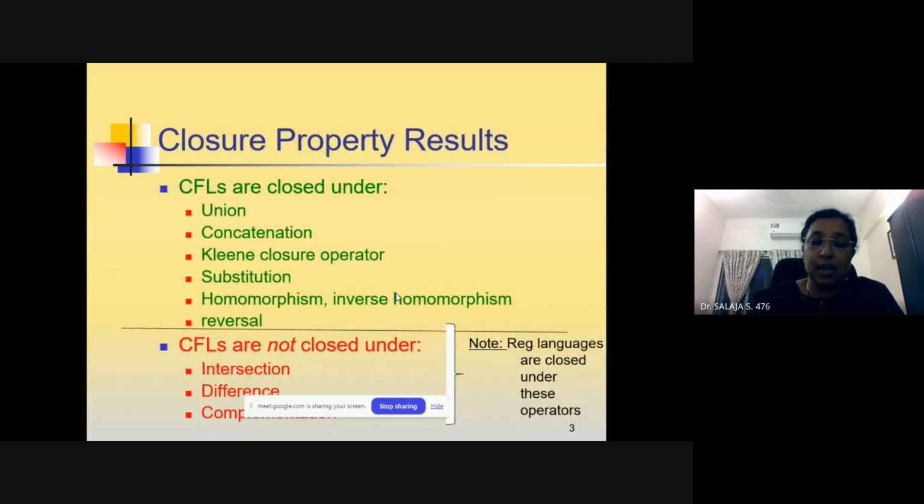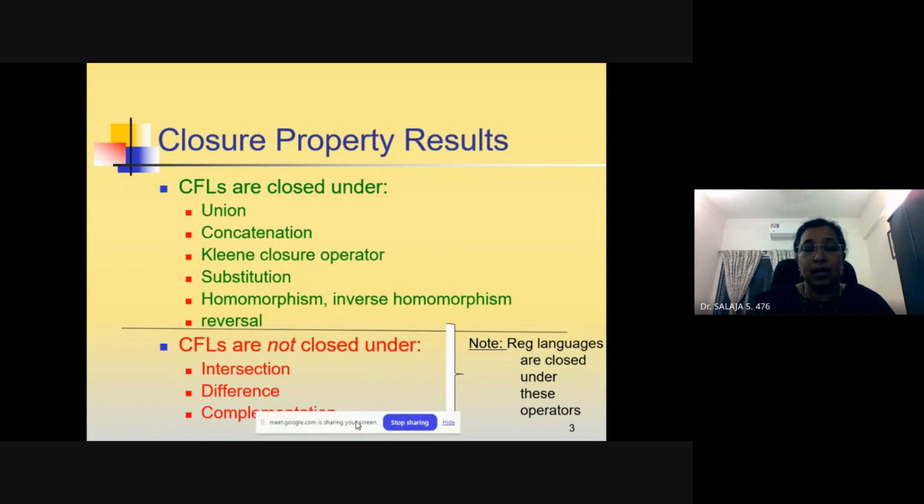So context-free languages are closed under union, concatenation, closure, substitution, homomorphism, inverse homomorphism, and reversal. Whereas it is not closed under intersection, difference, and complementation, which means take any two context-free languages, every time intersection won't result in a context-free language. Sometimes it might not, and therefore it is not closed.